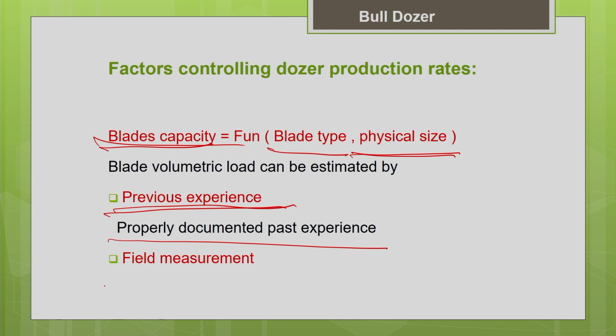Or you yourself can do the field measurement at your project site. So, do the dozing operation, obtain a heap of earth in front of the blade. Now you find what is the length of the pile along the length of the blade. Then perpendicular to the blade, what is the width and what is the height of the pile. So, based upon the dimensions of the pile of material, you can find the blade capacity.